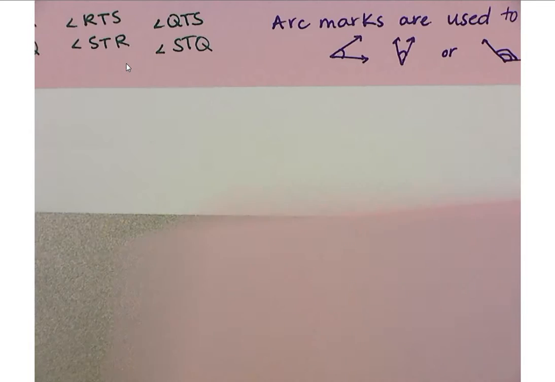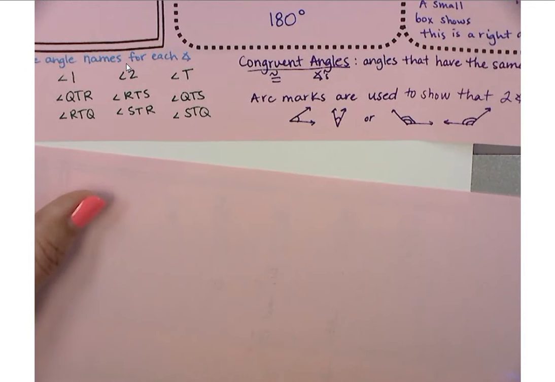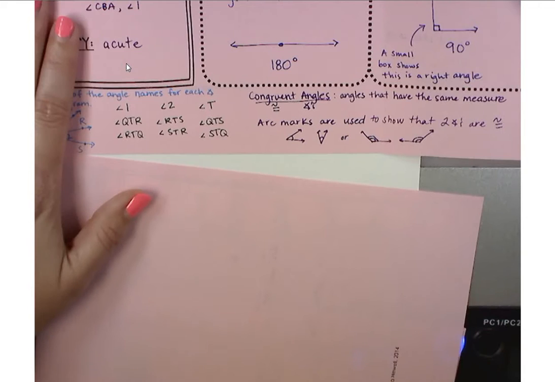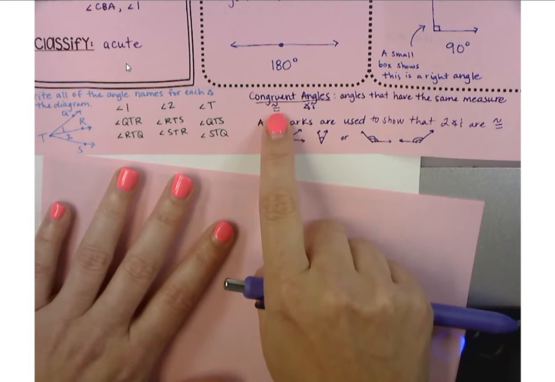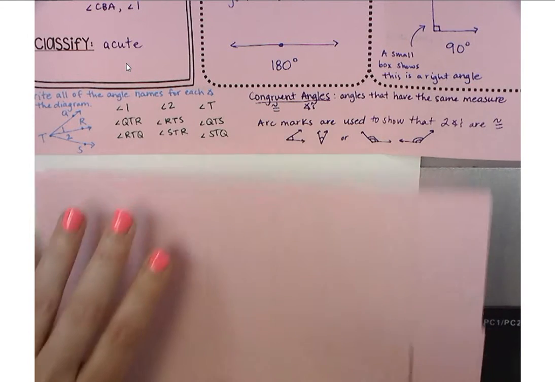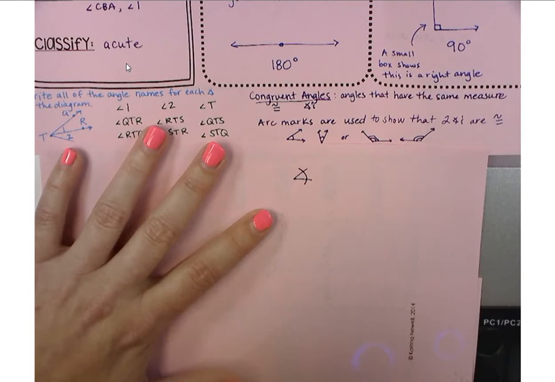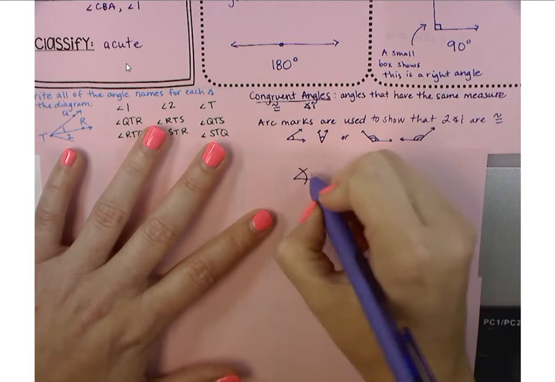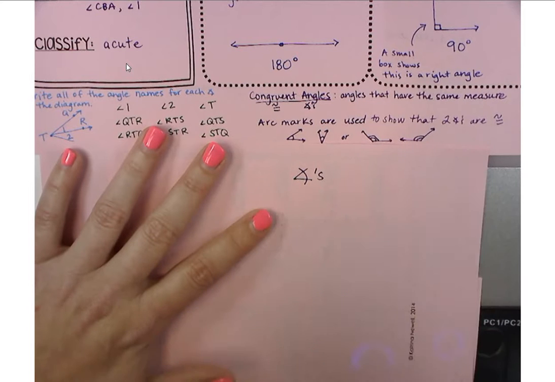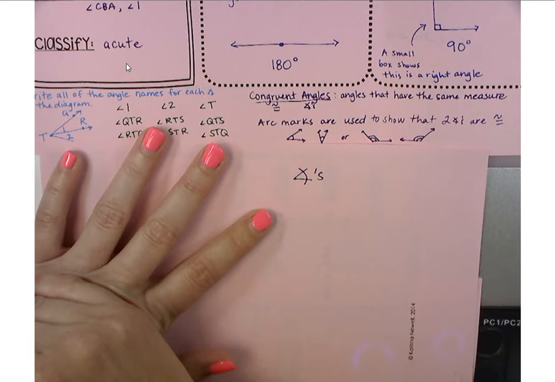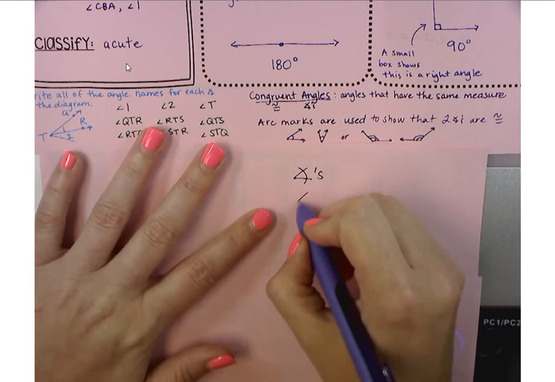Another type of angle we will encounter are congruent angles, and those are angles that have the same measure. So congruent, that's our symbol. For angles, you'll see me use this a lot. It's just an angle with the line through it, and then if it's plural, I'll say angles, like apostrophe S. Okay, so those are angles that have the same measure, or sometimes I'll just say, angles that have the same measure.